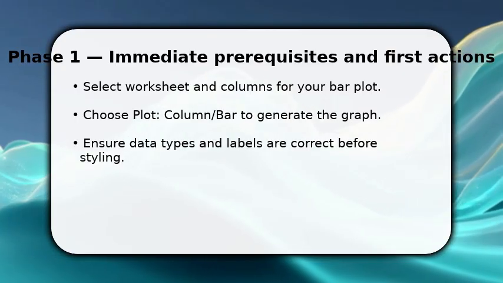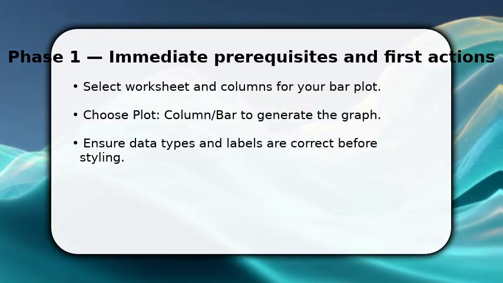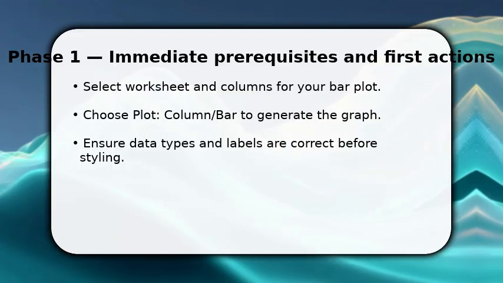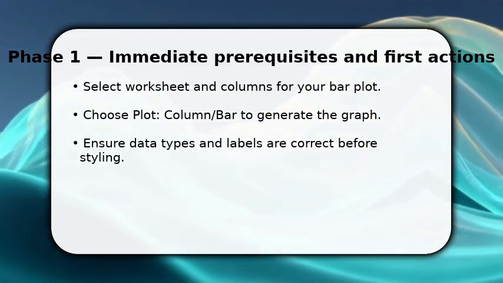You begin by selecting the worksheet and the exact columns you want displayed. Make sure the first column is X and the second is Y. Once the column plot appears, click the graph window to activate it.